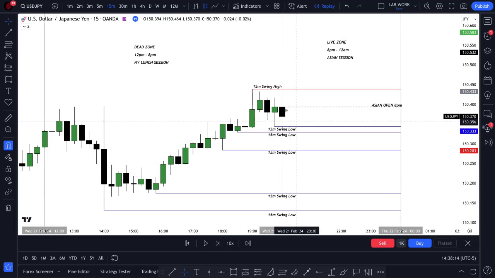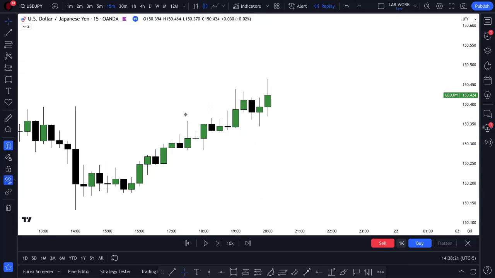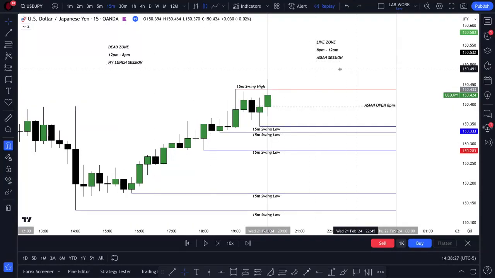So you see price comes up, opens, Asian session open here, and the price runs up and takes out that 15-minute swing high here. So if you see here, there it is. Price right here at 8 p.m. runs up, takes that out instantly. So we have buy side liquidity purged.